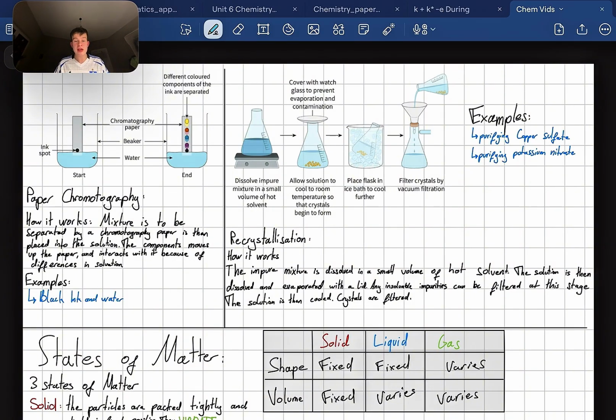And lastly, one of the most terrifying ones is recrystallization, where you have an impure mixture which is dissolved in a small volume of hot solvent. The solution is heated and evaporated with a lid on, as we can see in the second image, and any insoluble impurities can be filtered out at this stage. The solution then has to be cooled, and from there we can filter the crystals. An example of that would be purifying copper sulfate and purifying potassium nitrate.